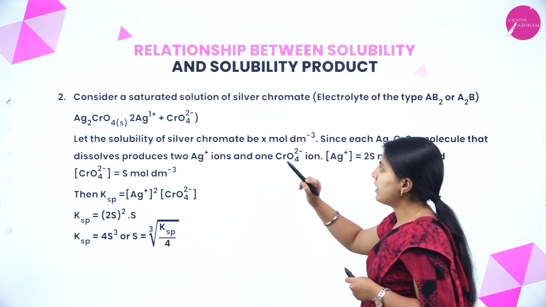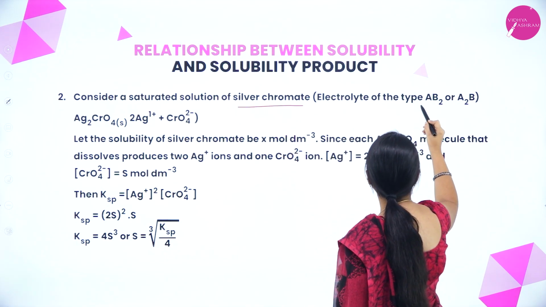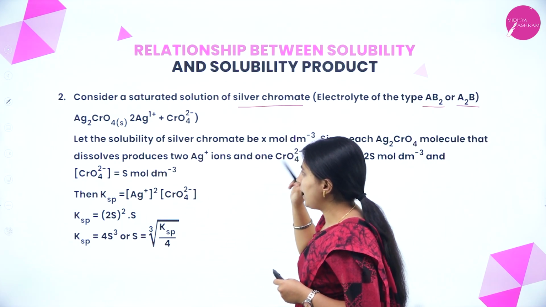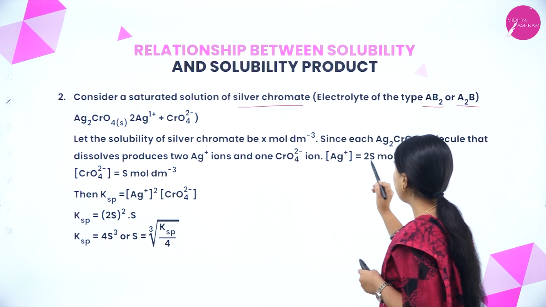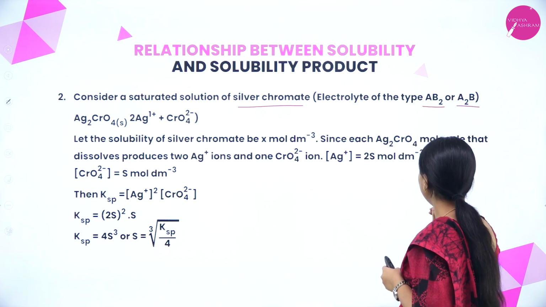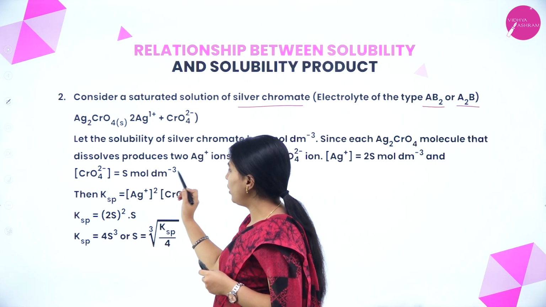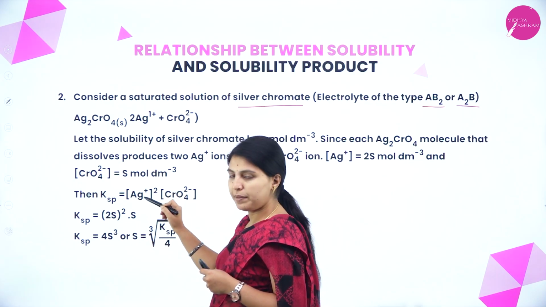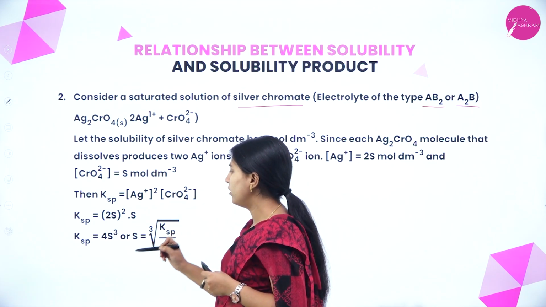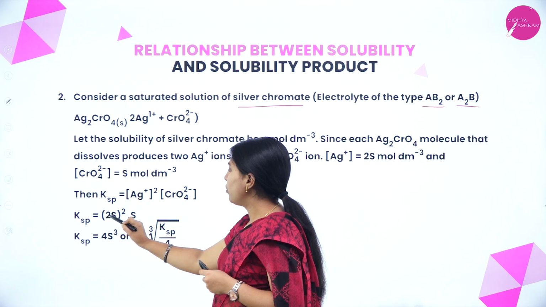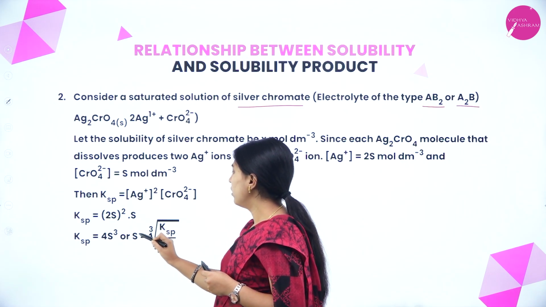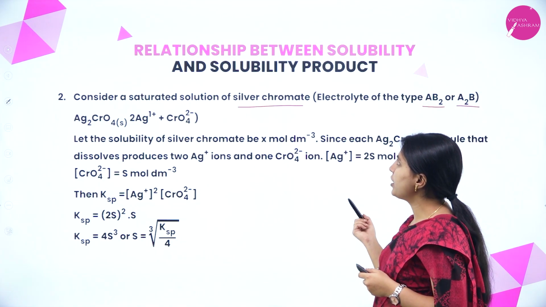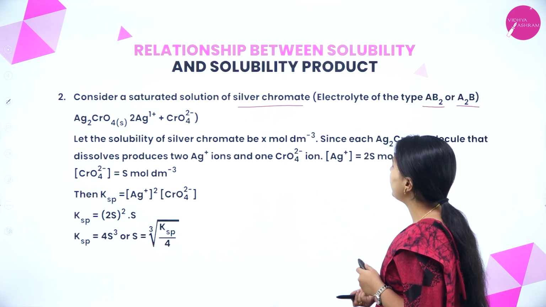Another example, consider a saturated solution of silver chromate, that is AB2 or A2B type. Here also silver chromate will form Ag+ and chromate 2-. For Ag+, 2S mol per dm cube will form, and for chromate S mol per dm cube. Okay, (2S) square into S will form. These two steps are common steps which we have seen before in the derivation. Ksp equal to 2 into 2, 4S cube, or S will be equal to the cube root of Ksp by 4. This is about the relationship between solubility and solubility product.